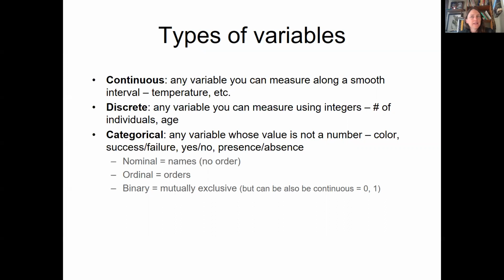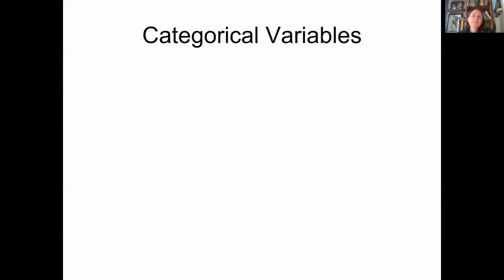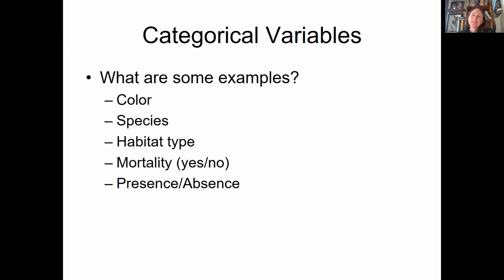Okay, so that's kind of setting the stage for variables. Now, we're going to dig in today on categorical variables mainly. So categorical variables, think in your head about some examples that you might be interested in. Well, how about things like color or species identity or habitat type? So is it an ocean, a stream, or a pond? Mortality, yes or no? Presence, absence of different species. So these are some examples of things that we can measure using categories.